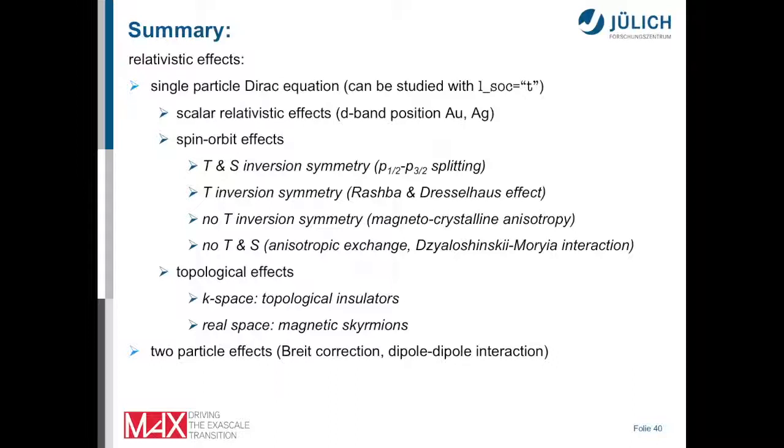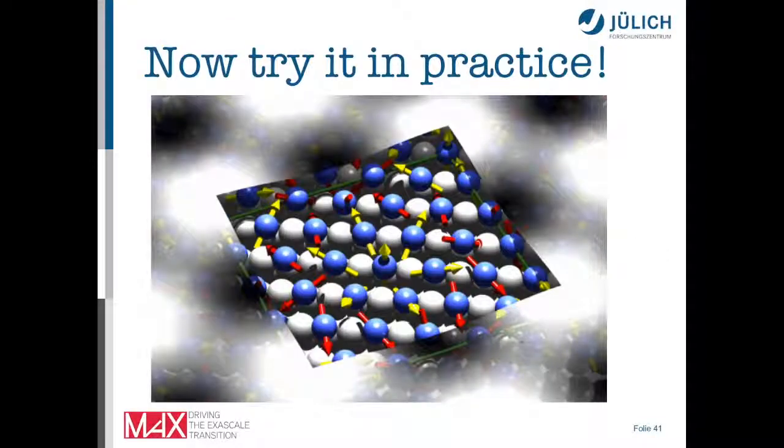And if you also have broken inversion symmetry in the magnetic systems, then you have this Dzyaloshinskii-Moriya interaction, which can appear here. And it gives rise to different topological effects, which you can calculate with DFT if you're interested in that. And yeah, with this, I think you're theoretically equipped now to try these calculations in practice in the afternoon.